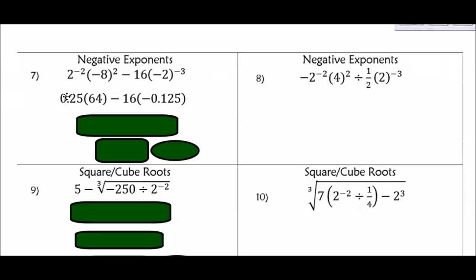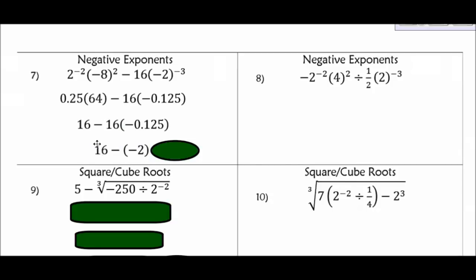Now I have multiplication, subtraction, and another multiplication. I'm going to work that multiplication left to right. So 0.25 times 64 is the 16. I didn't really change this yet. Now is when I'm going to do that multiplication. Make sure you don't subtract first. You're multiplying before subtraction. That gives us 16 minus, that minus sign comes down.